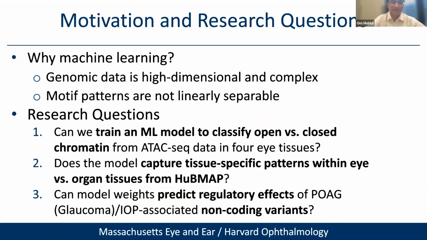So why use machine learning? Genomic data is extremely high dimensional and complex. Traditional methods like linear regression can't easily handle the nonlinear patterns often seen in regulatory DNA. So our study aims to address the following questions. One, can we train a model to classify open versus closed chromatin in a set of 4 eye tissues? Two, does this model capture tissue-specific patterns, especially within the broader HuBMAP dataset? And three, can the model help predict the regulatory impact of non-coding variants linked to POAG and intraocular pressure?